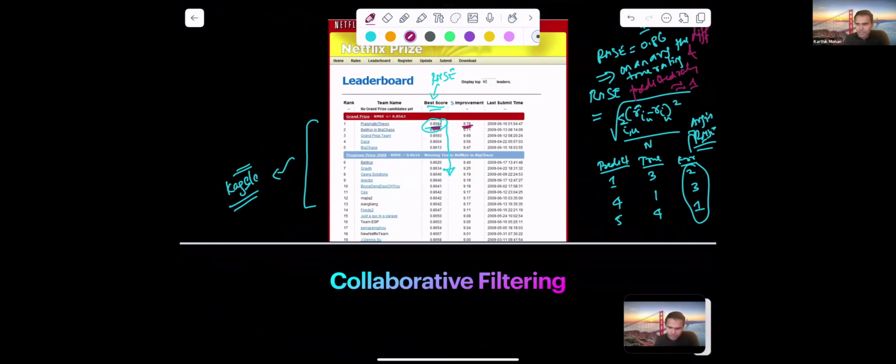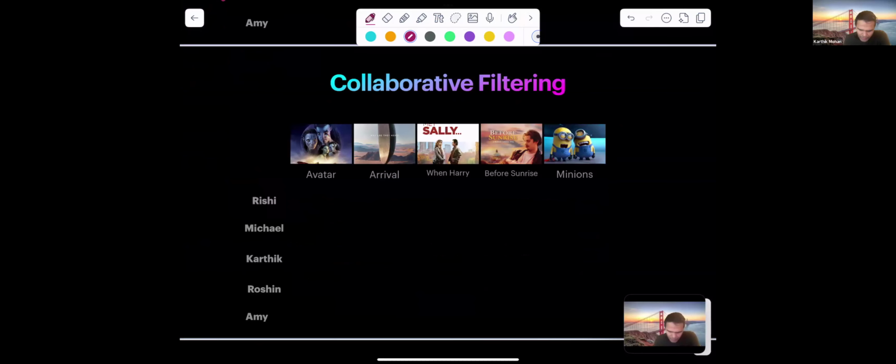So there are two main classes of algorithms that are used for making these predictions for different movies. One is called collaborative filtering and another is content-based filtering. We'll look at the background behind each of these. So collaborative filtering, assume there are 5 users, right? And assume there are 5 movies, so that means you have a matrix of 5 by 5.